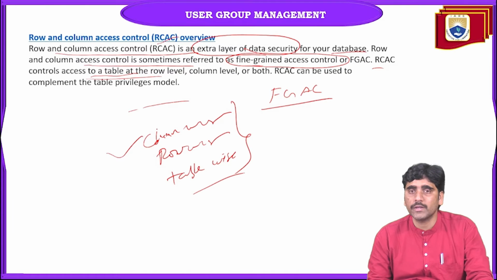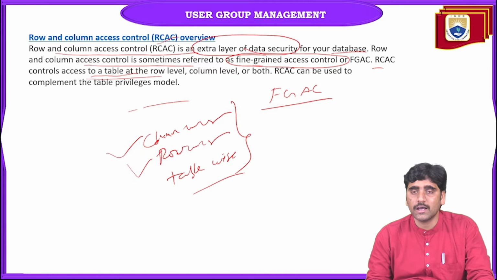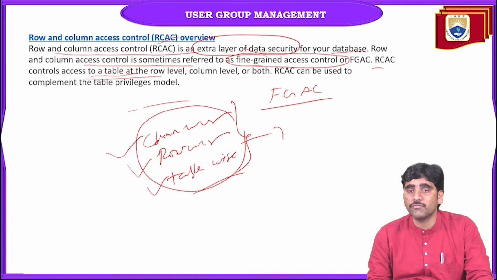You can give access based on the column, based on the row, or on the table. On this basis, you can say that it is fine-grained access control, or else row and column access control. So this is the way you can understand the password policies applied on the tables, users, rows and columns, right?